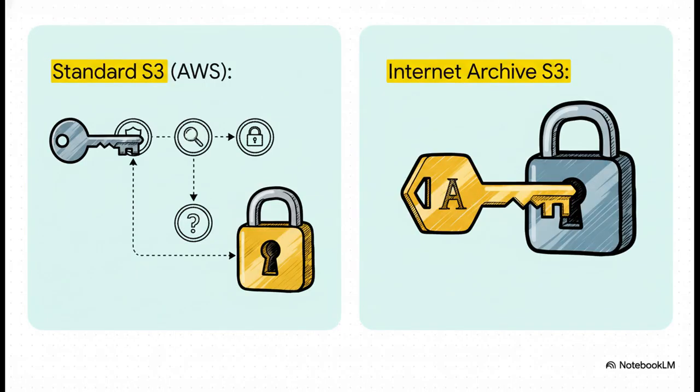Next up is getting authenticated. Logging in. While most cloud services use a complex but standard key, the Internet Archive has its own unique, homebrewed system. This meant the developers couldn't just use an off-the-shelf solution. They had to build a custom one from scratch just for this.